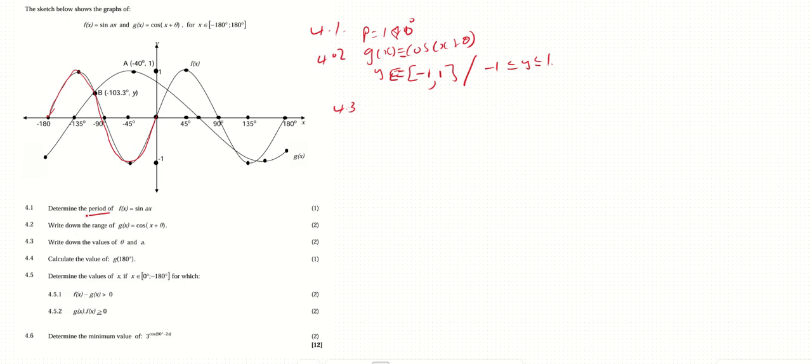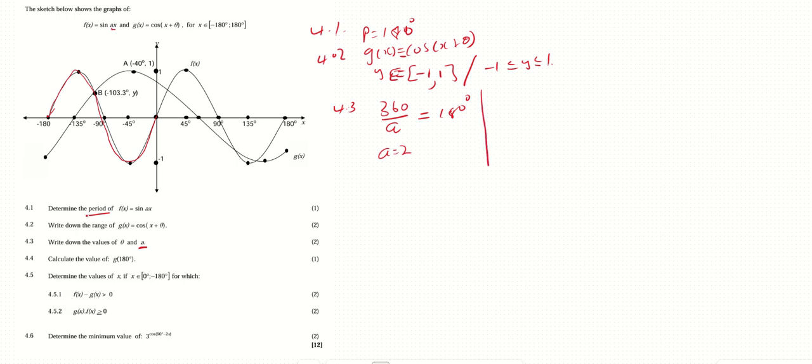4.3, write down the value of θ and a. Now how do we get this? What do we know? We know that this a affects the period. Now look at the original period of a sine graph. We know that is 360, so we divide it by a. We have to get the period of the graph that we have here. In this case, we have 180. By inspection, if you divide by 2, our a is 2.